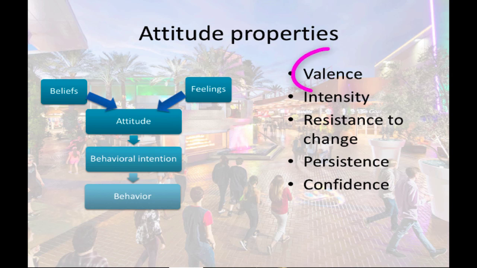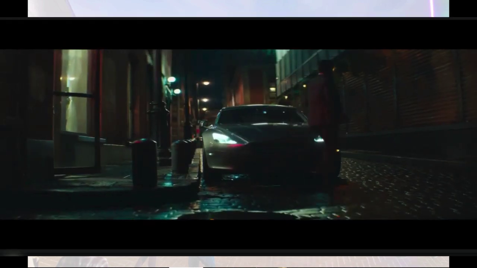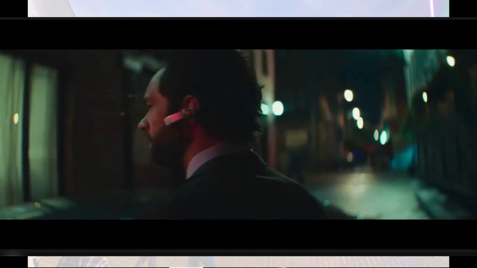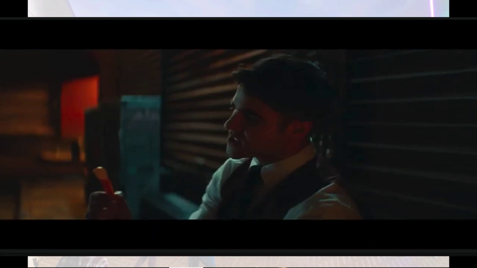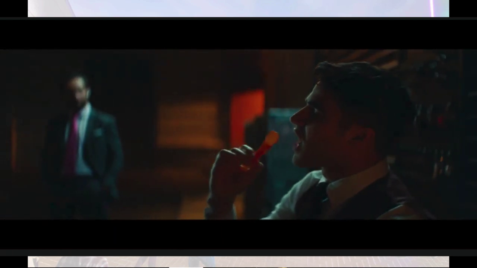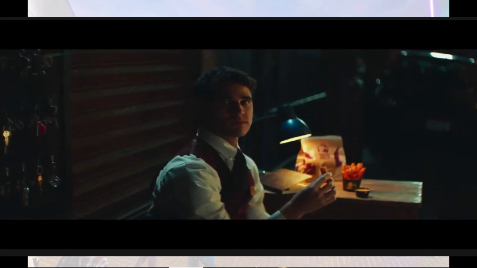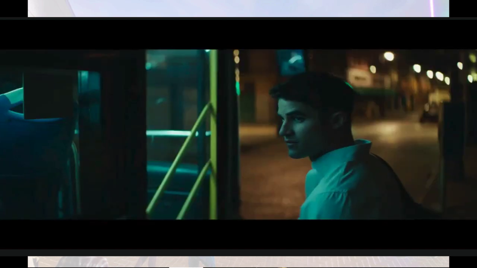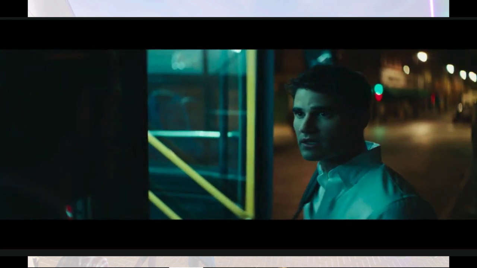The first is valence. This refers to the favorableness of an attitude. It ranges from positive to neutral to negative. Second is intensity, which is the strength of the attitude toward the object. The third is resistance to change. This refers to how unlikely the consumer is to update their attitude toward the object.